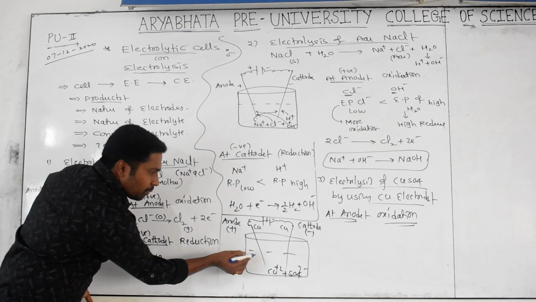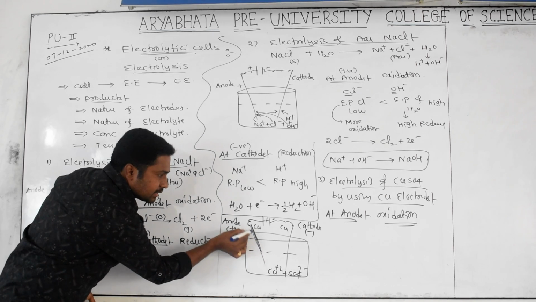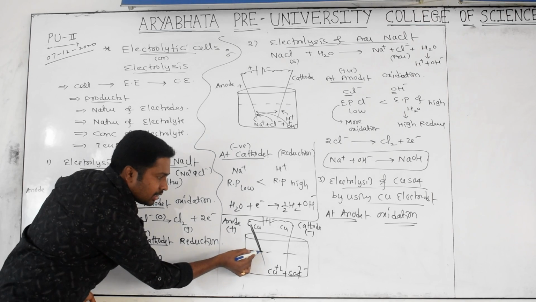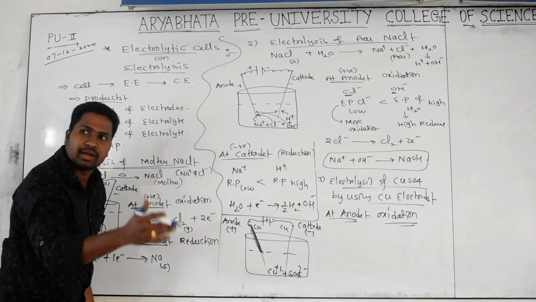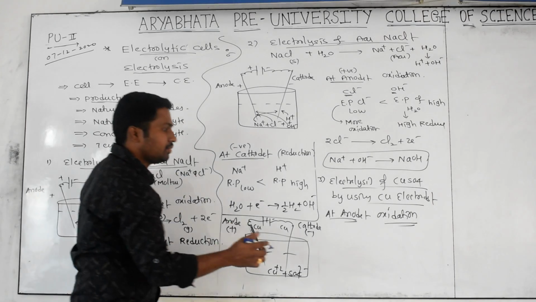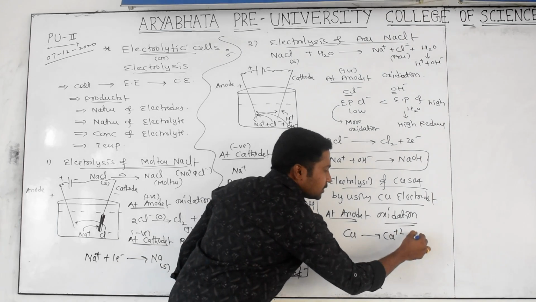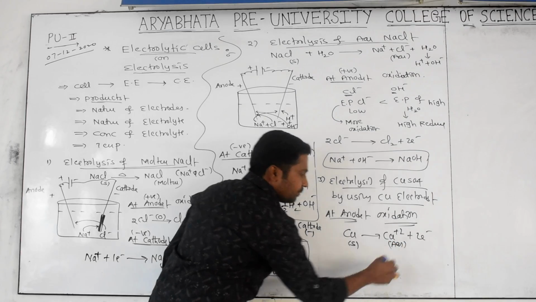No. This copper rod whatever you are taking, the copper rod quantity will be gradually decreasing. The upper one will be very thick, the downward will be very thin. Means the copper rod is dissolving into the solution. The Cu is becoming Cu2+ plus 2 electrons. It is the solid going into the aqueous medium.